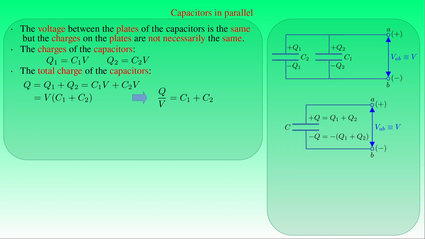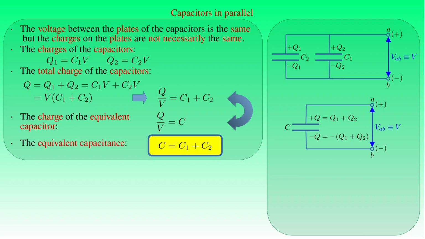It holds for the capacitor equivalent to the two capacitors connected in parallel that its charge Q divided by the voltage V applied between its plates is equal to the capacitance C of the capacitor. By comparing the two equations with each other, we conclude that the capacitance C is equal to the sum of the capacitances C1 and C2.